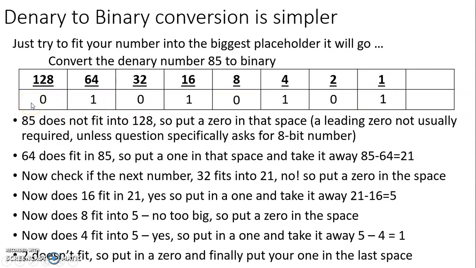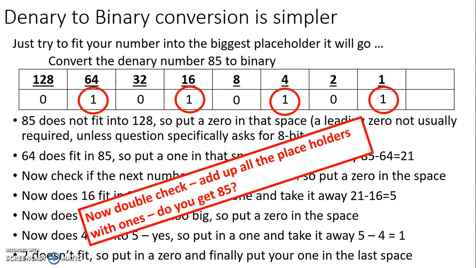So the 8-bit binary number for denary 85 is 0101 0101. And again, the way we can check that is to add up wherever we've put our ones here. So if I add up 64 plus 16 plus 4 plus 1, that will give me the total value of 85. And that's how we do denary to binary conversion.